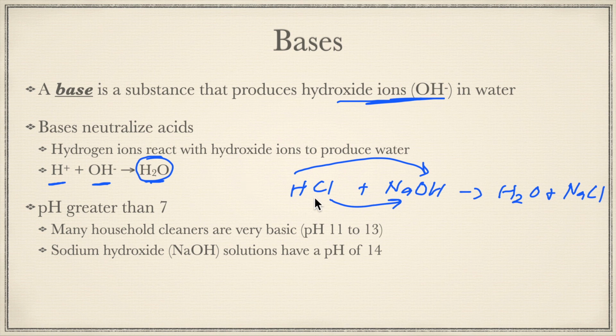So this is a very, very strong acid. This is a very strong base. I mix these together and I basically get salt water. So bases have a pH greater than 7. Now, many household cleaners are very basic, so around a pH of 11 to 13. Sodium hydroxide, which is our example from up here, solutions have a pH of around 14. So these are some of the strongest bases we can have, are sodium hydroxide.